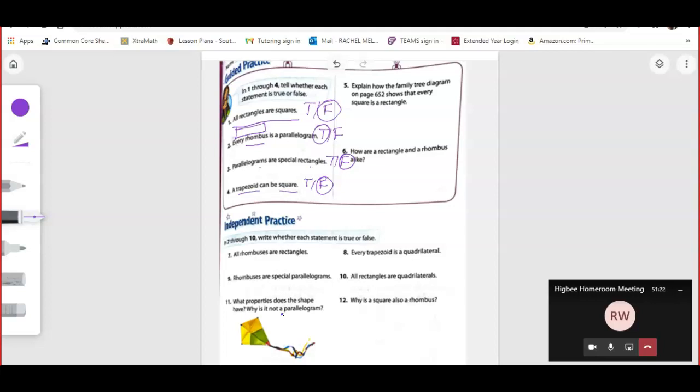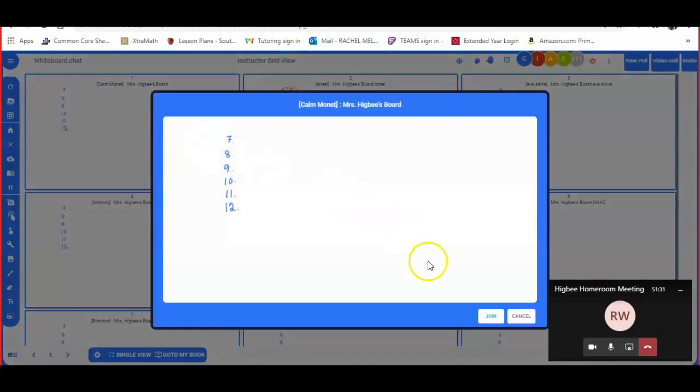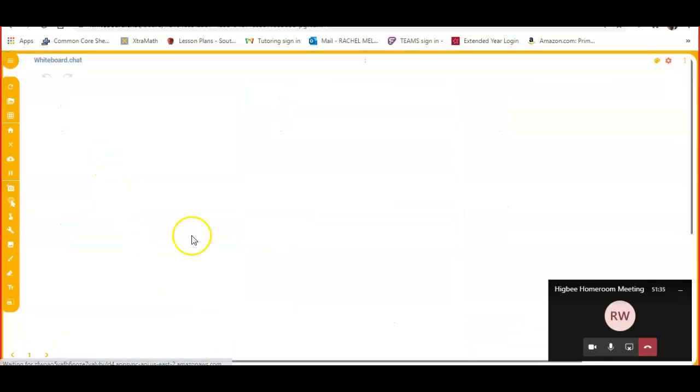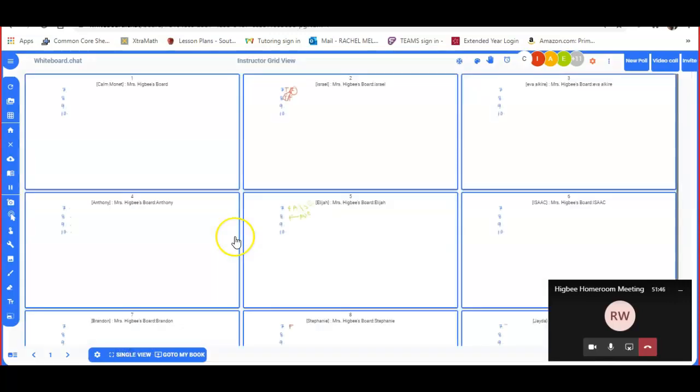And I realize number 11 and 12 are not true and false. So just do 7, 8, 9, and 10. So let me change that on my board. A minute and a half.